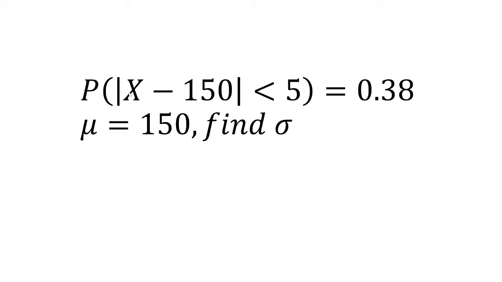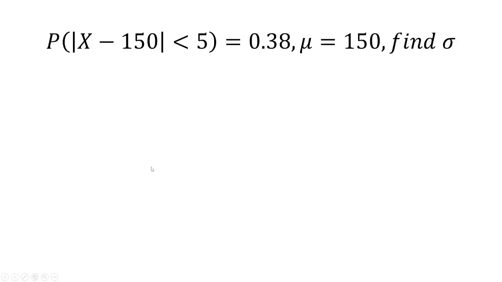We're given the probability the absolute value of x minus 150 being less than 5 is 0.38. The mean is 150. We want to find the standard deviation. So let's first work with the absolute value. We know that x minus 150 has to be between -5 and 5. And now if we add 150 to all three sides, we get that x is between 145 and 155.